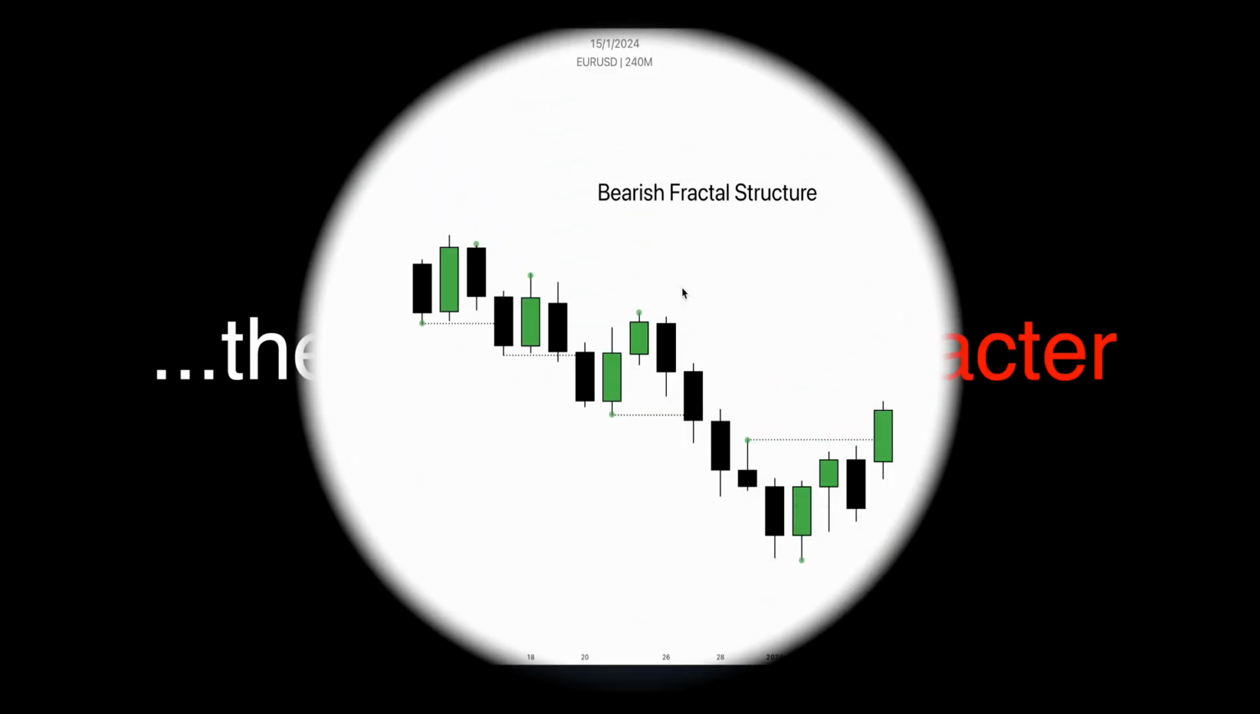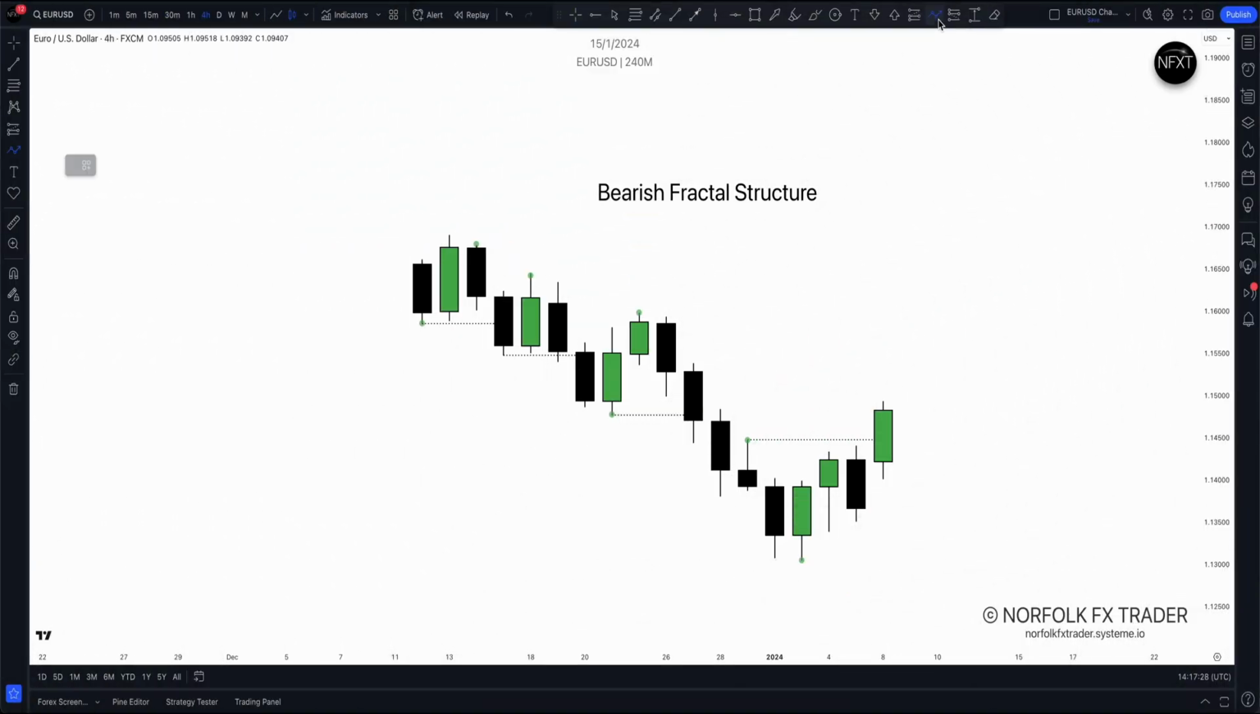This will replace the change of character. Now, if you're not sure what the change of character is, I'll briefly go through that, and then we'll go through what the fractal structure and the fractal reversal is all about.